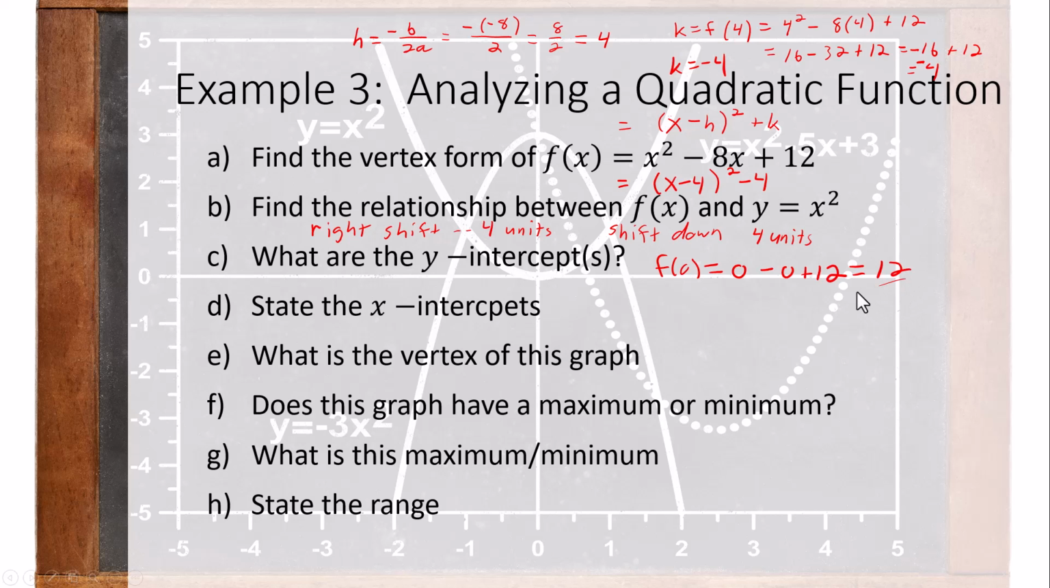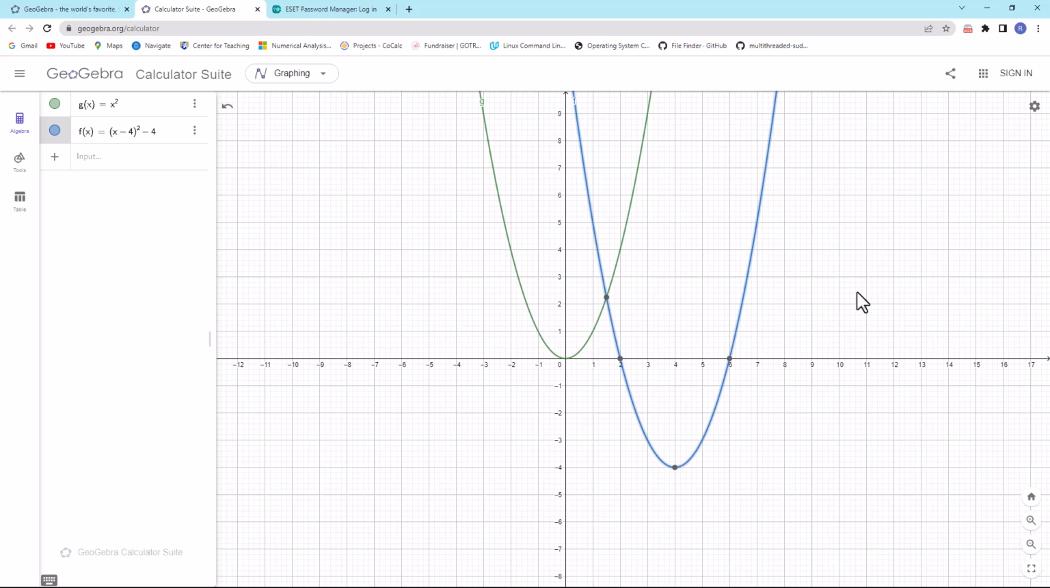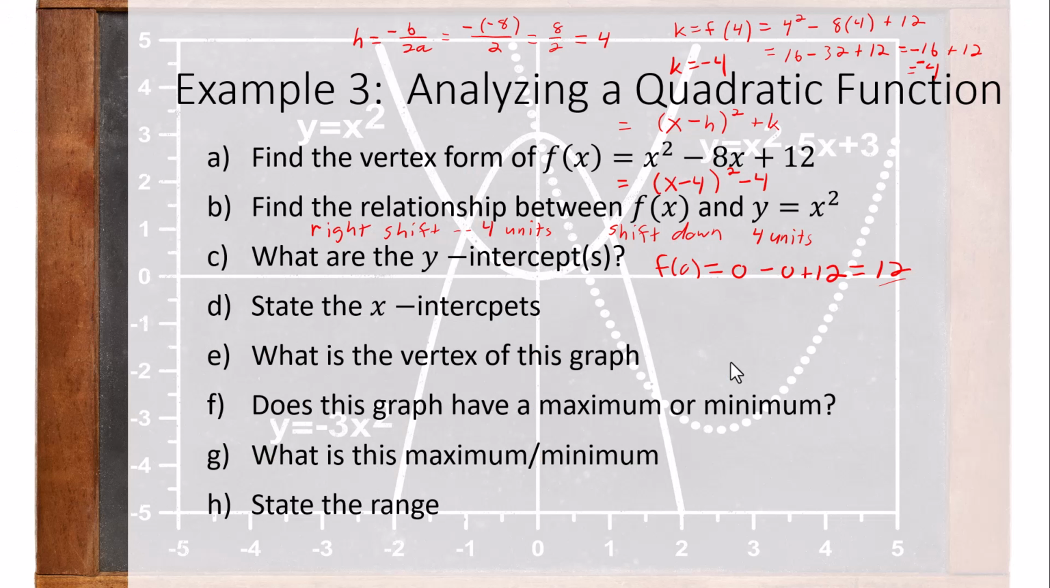Now for the x-intercept, there's a variety of ways to do that. One is to use the quadratic formula. The other is just to plot it and see what you get. If you do, you will find that the x-intercepts are 2 and 6. You can also do that on your graphing calculator. Another way is to take the vertex form, this form right here, set it equal to 0 and solve for x. So let's go ahead and do that.